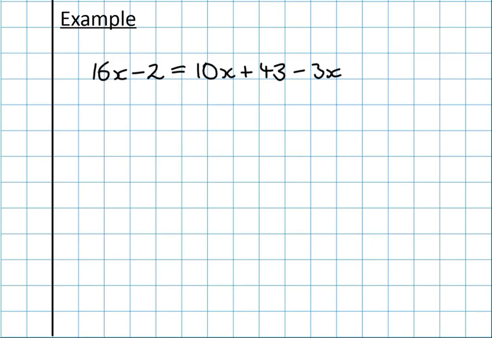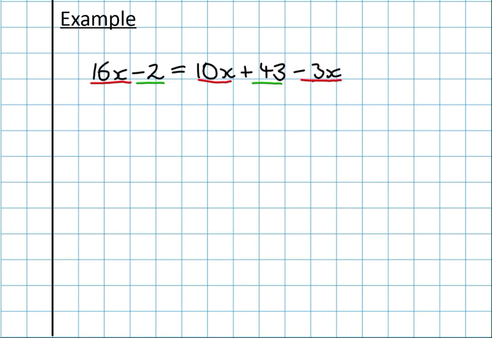Here I'm going to talk you through solving the equation 16x take away 2 equals 10x plus 43 take away 3x. Now this equation is a linear equation. Notice that all the writing is on one line and the only types of terms you get here are x terms, there are 3 of them, and plain number terms. There are 2 of those.